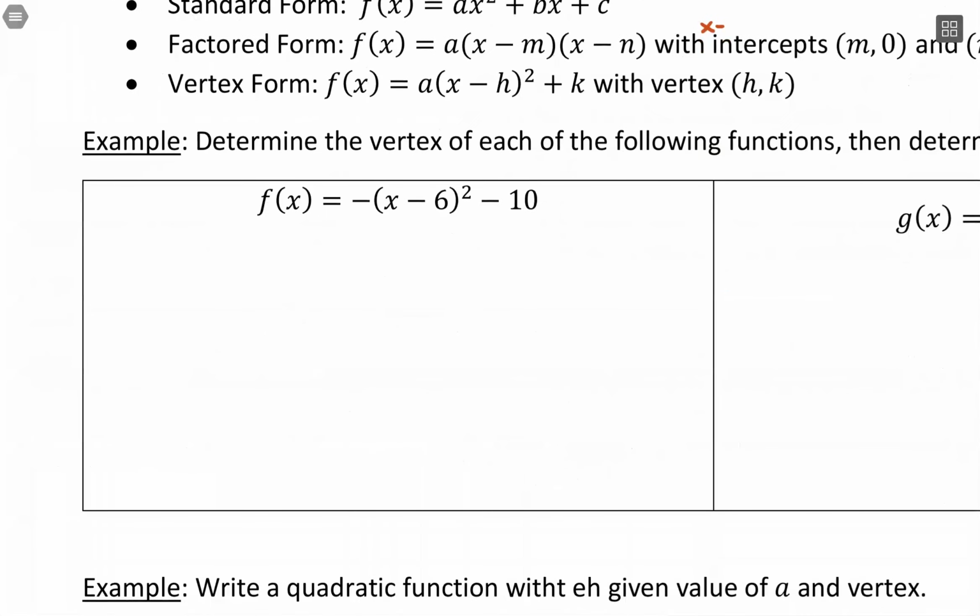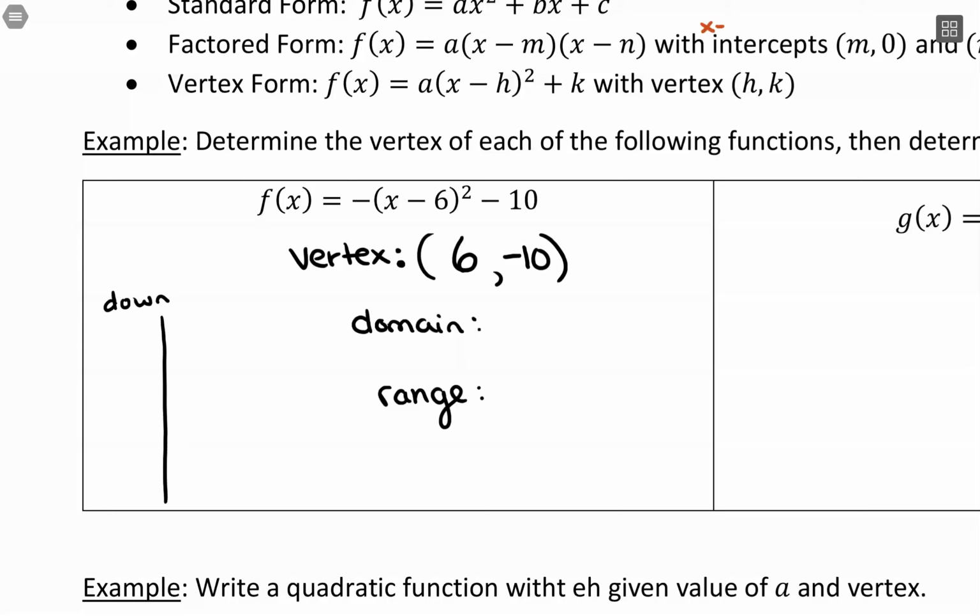Now, finding domain and range. Some of you might be able to just think about this and have it, but I like to draw a little sketch. My sketch would go, it's opening downward because of that negative out front. So it's opening downward, and I have this vertex at 6, negative 10. I just visualize going 1, 2, 3, 4, 5, 6, and then I'm not going to count all the way down to 10, but somewhere way down there, this is just a sketch, I'll have my vertex, and then it's opening downward.